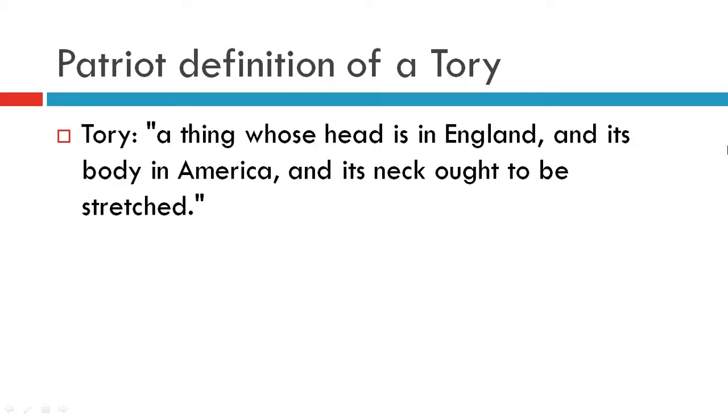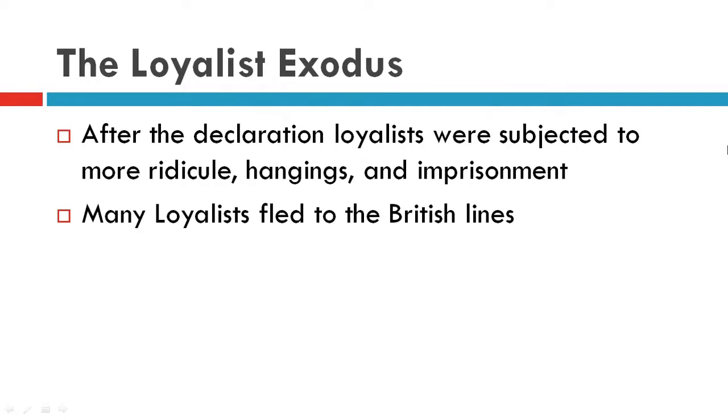Here's a Patriot definition of a Tory: a thing whose head is in England and his body in America, and his neck ought to be stretched. The harassment of Loyalists increased after the Declaration of Independence. They were subjected to more ridicule, hangings, and imprisonment, and as a result, many of them fled to the British lines.